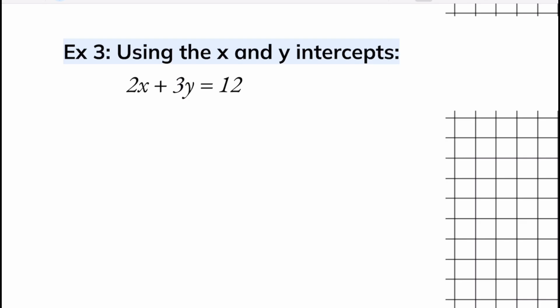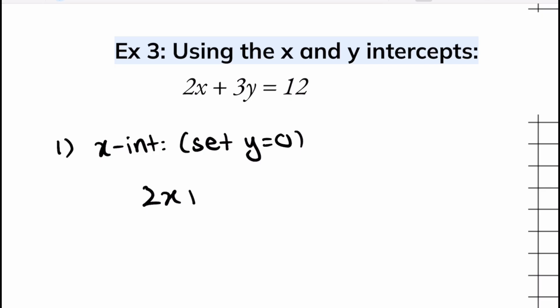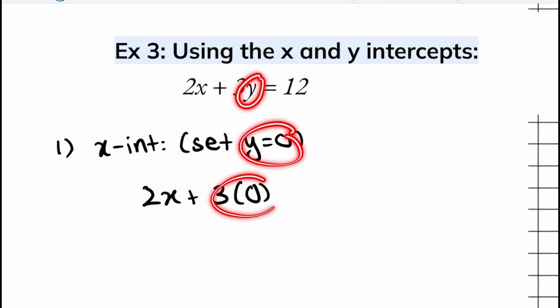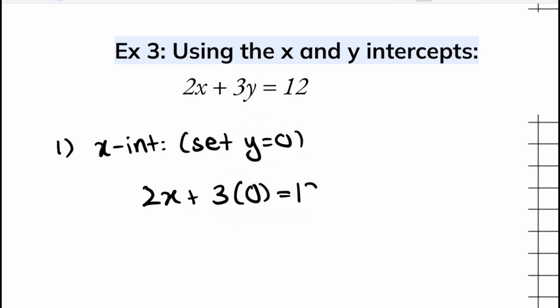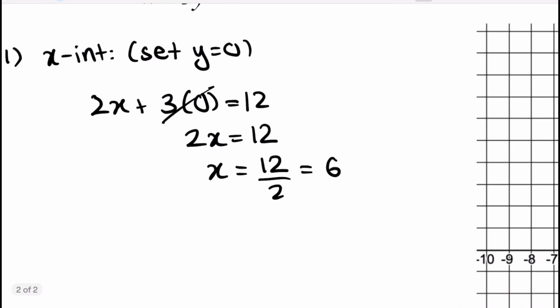So given this equation, you can find your x-intercept and your y-intercept. So how do you do that? If you want to find your x-intercept, you set y equal to 0. So you would have 2x plus 3, we're going to set y is equal to 0, okay, so that'll be that equals 12. So then this cancels. This is 2x equals 12. So therefore x is equal to 12 divided by 2, which is equal to 6. So our x-intercept is at 6, 0.